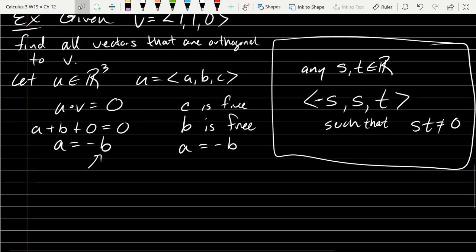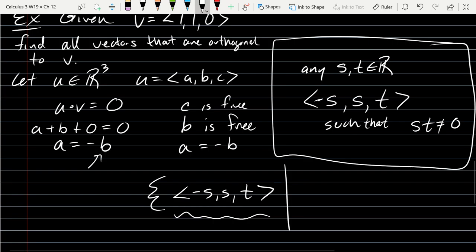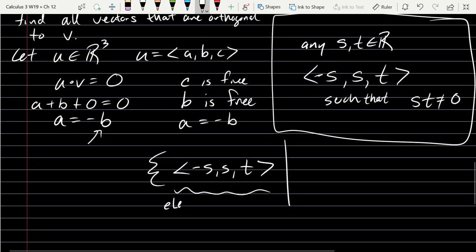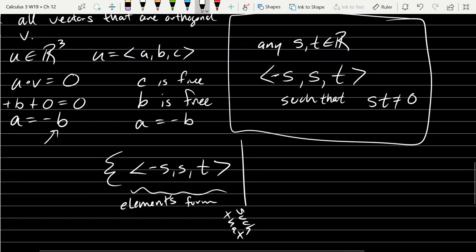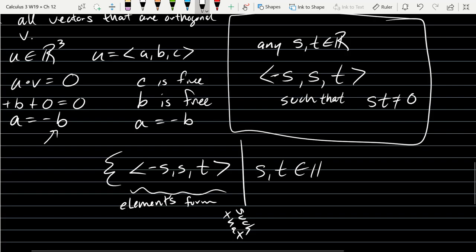If we just turn this into set builder notation, you pretty much write the same thing. You write what your elements look like, and then you write a vertical bar, which means such that. This is the element structure or form, and then the vertical bar means such that. Sometimes you see a colon in between. And then I'm going to write the properties over here, such that the only real property, I'll just say S, T are any real numbers, and ST not zero.